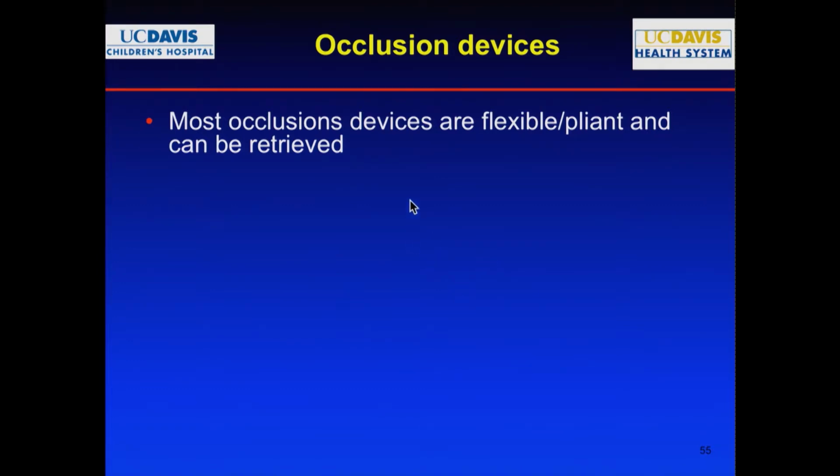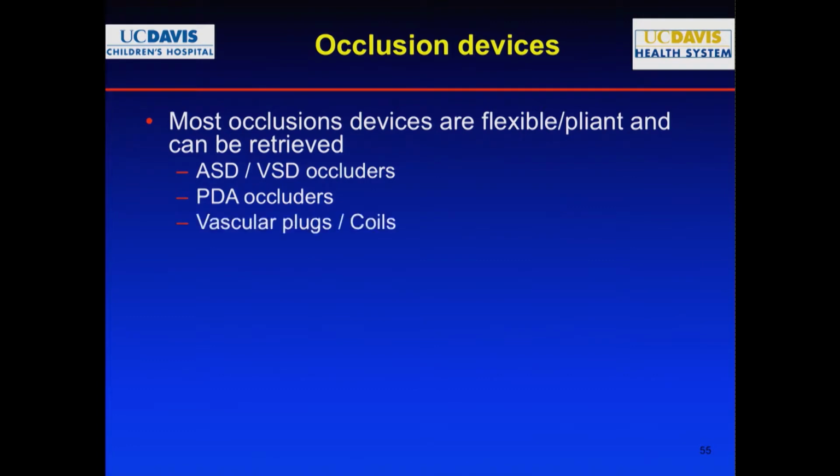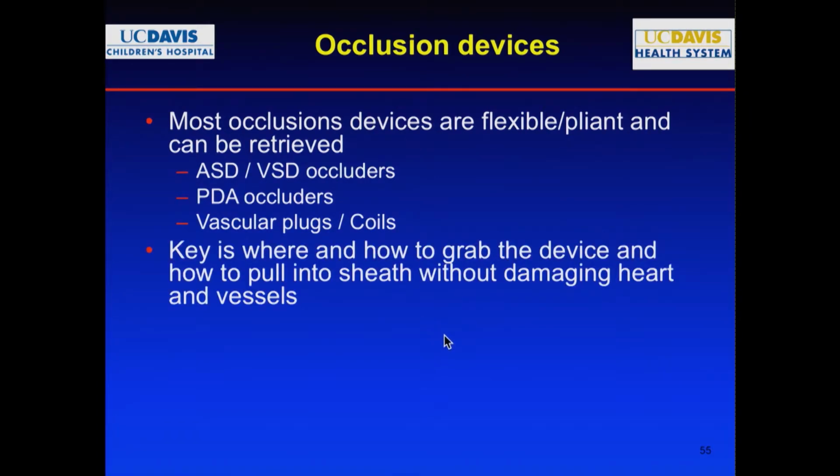Okay, let's talk about occlusion devices. Most occlusion devices are very flexible, very pliant, and can be retrieved easily. So these are very user-friendly devices. You can afford to make a mistake and still get out of trouble. These include the ASD, the VSD occluders, the PDA occluders, all the different plugs and the coils. The key is to know where and how to grab the device and how to pull it into the sheath without damaging the heart and vessels.